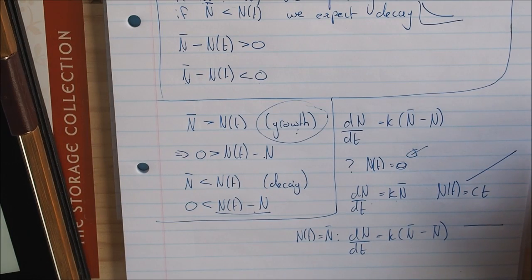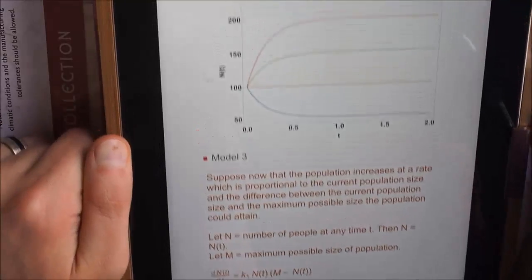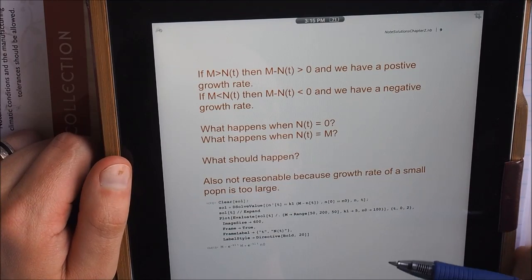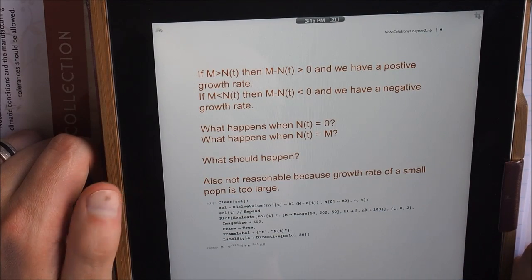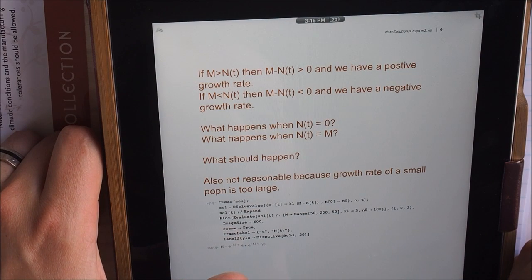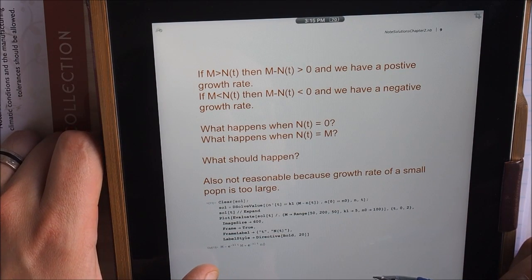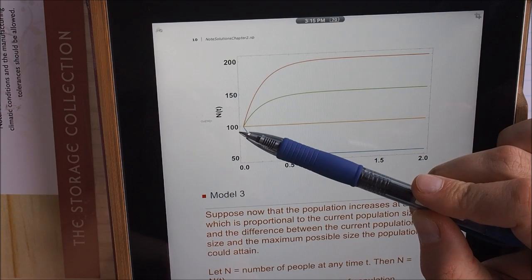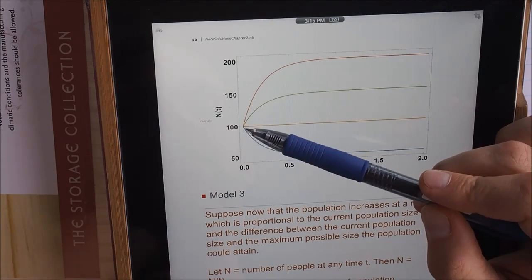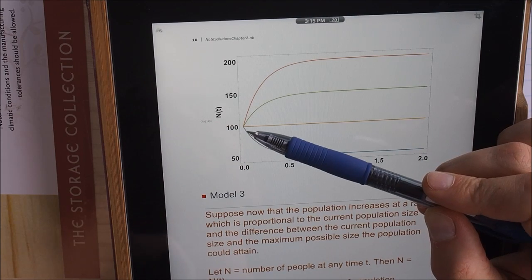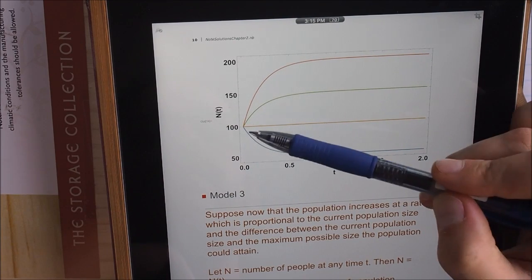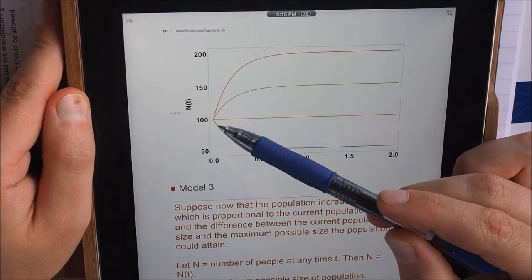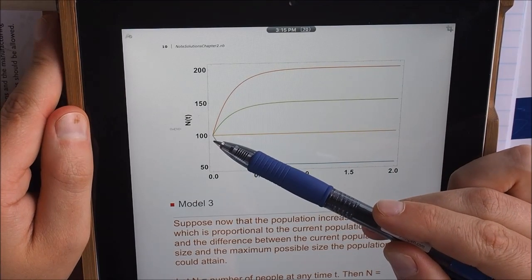So, let's have a look here. Here we have a solution. I've just used dsolve to solve this, and I've set the carrying capacity to be 50, 100, 150, and 200. We initially start with a population size of 100. If the carrying capacity is 50, our current population exceeds the carrying capacity, and we'll decay. So we get the blue line, which is the decaying population.